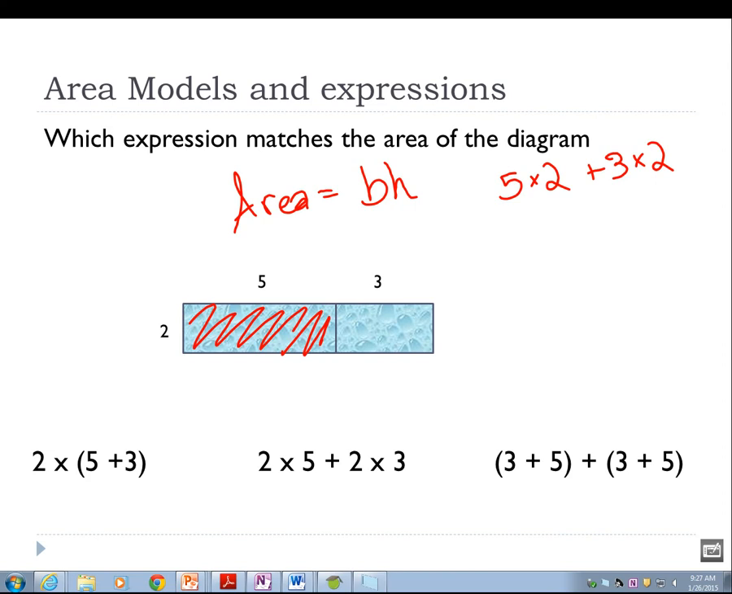So what does this one look like? The first one, second one, or third one? The second one. But isn't it the first as well? Yeah, because we could pull this 2 out and this 2 out. So it's now 2 times the quantity 5 plus 3, and that's what it is in the bottom left.